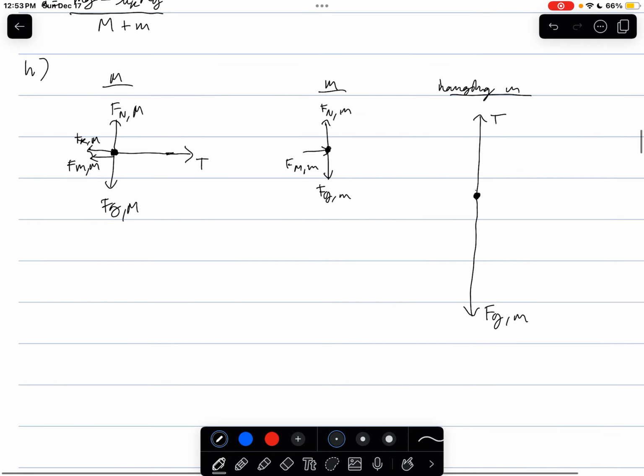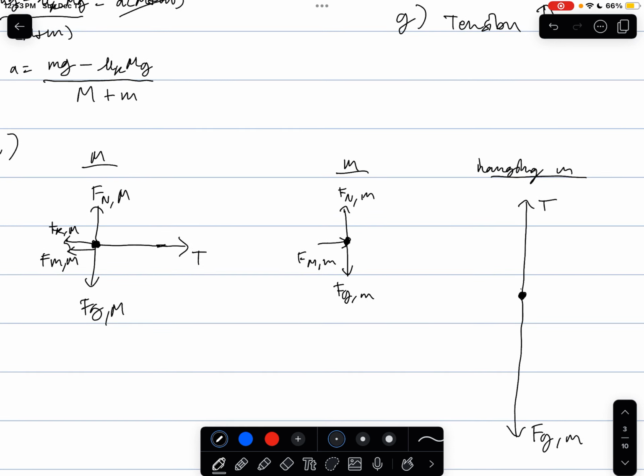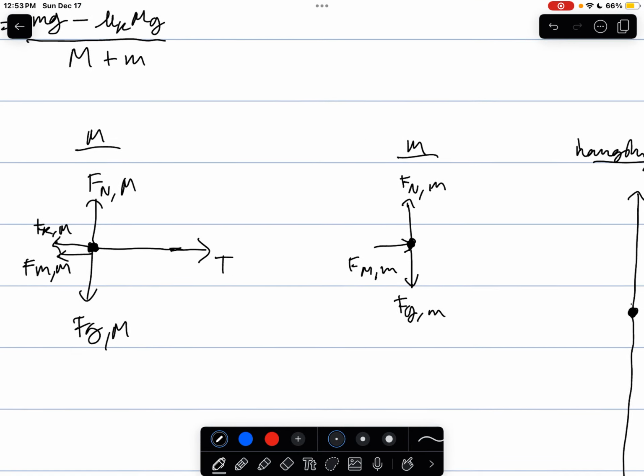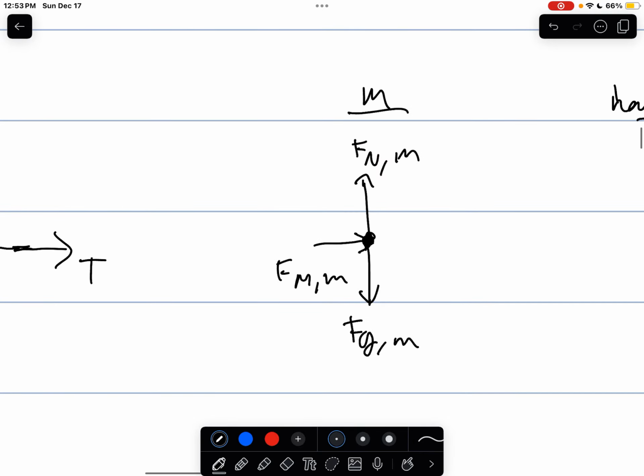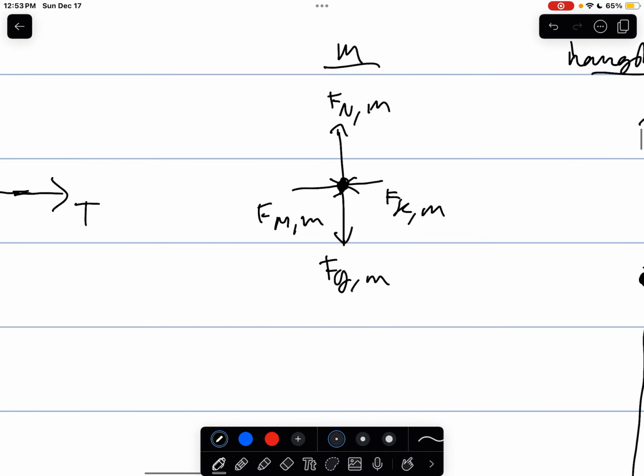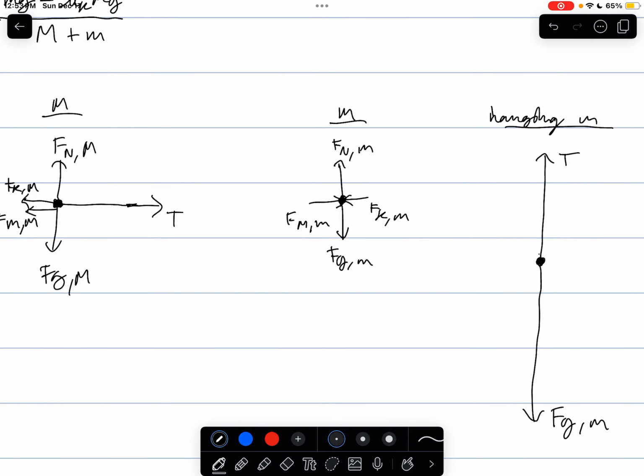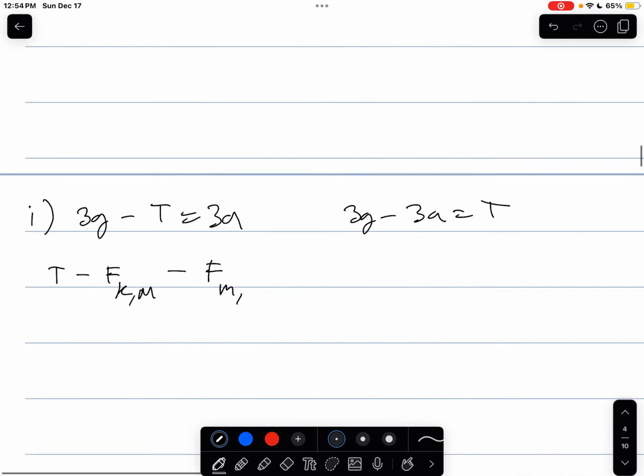Oh wait, sorry, I just realized something. For this M, the small m on the surface, there's also Fk acting on it. So the Fk should look somehow about like this much. Yeah, because that block is still accelerating forward too, so the Fk holding it back is going to be smaller than the contact force pushing it.